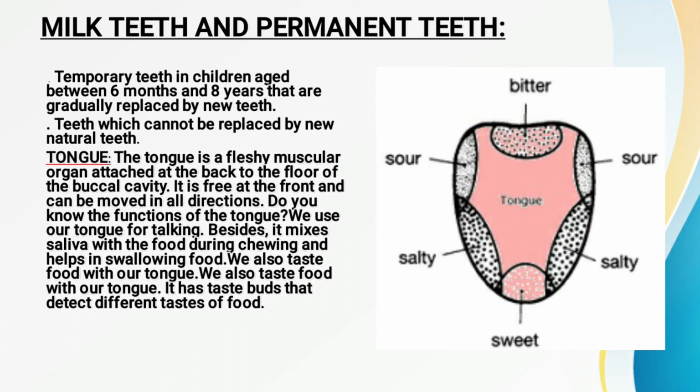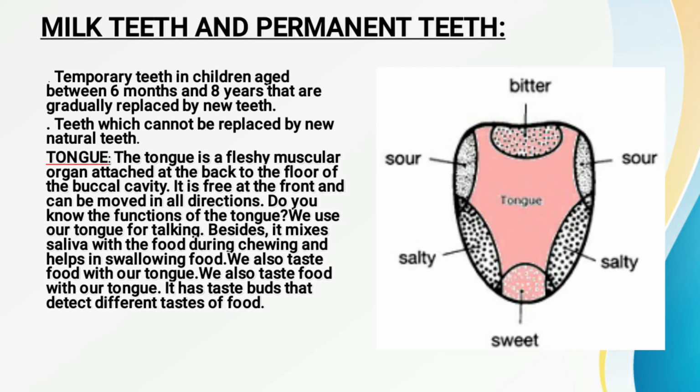What happens as children turn 8 or 9 years old is that the teeth start shedding. When the milk teeth, or temporary teeth, start shedding, new teeth arise in place of them. The new teeth that arrive in place of the milk teeth are called permanent teeth. Permanent teeth, as all of you know, cannot be replaced by natural teeth.